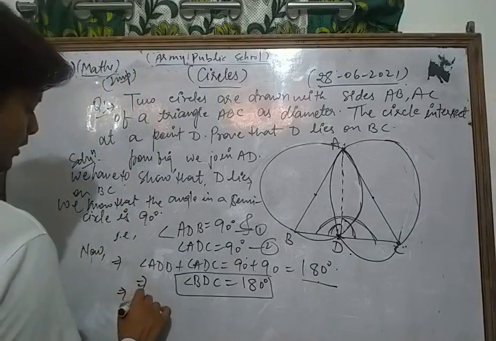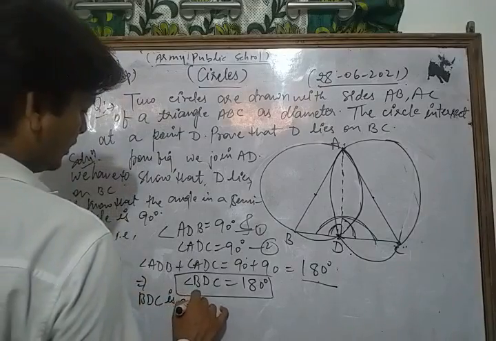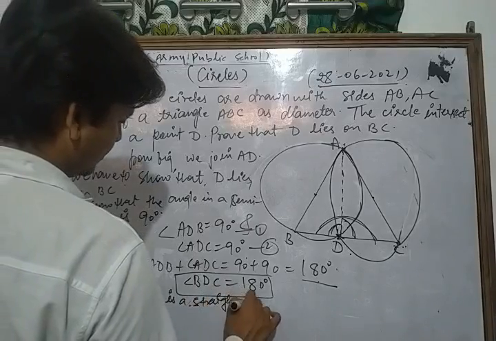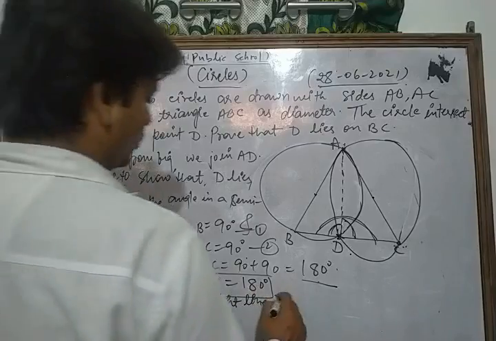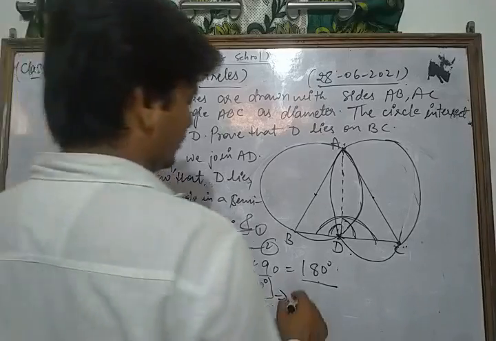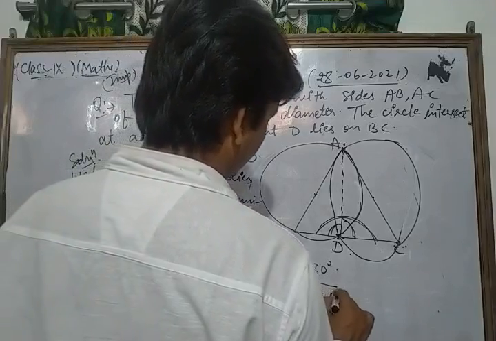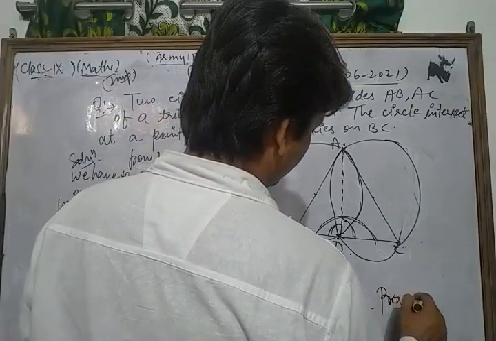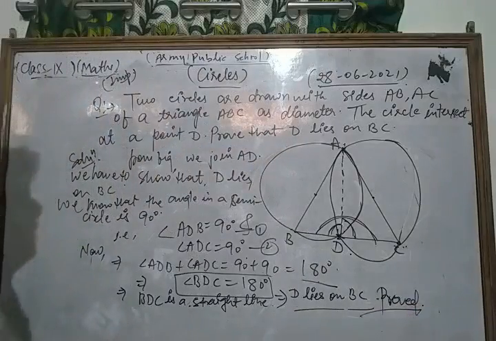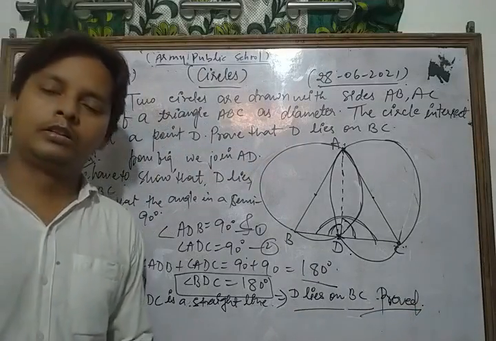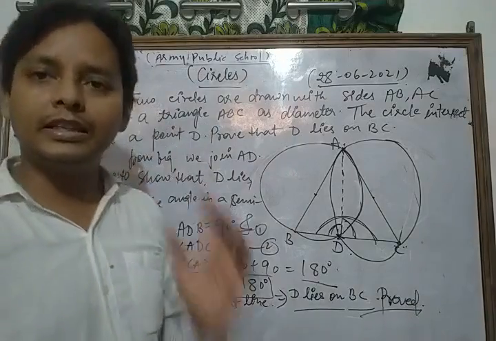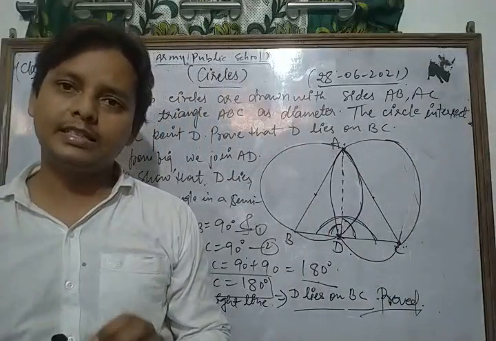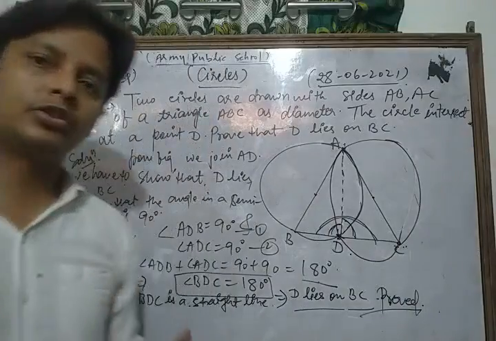Thus we can say that BDC is a straight line. So we can say that D lies on BC, hence proved. D lies on the side BC, hence proved. So just in this way you can solve each and every question of your NCERT exercise based on these topics.